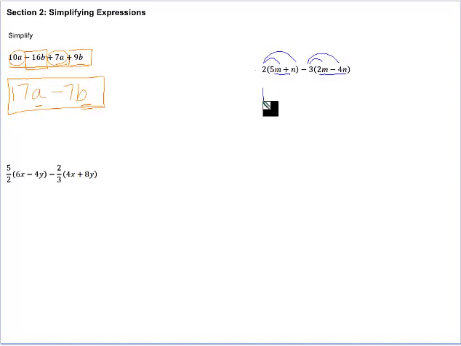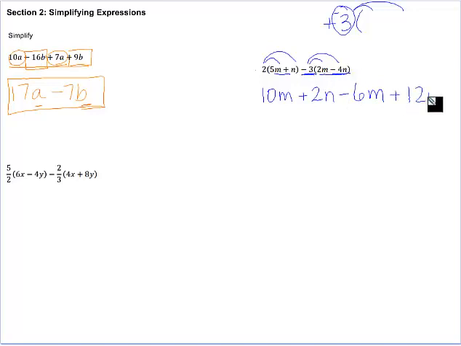So 2 times 5m is 10m. 2 times n is 2n, so we have 10m plus 2n. Now here when we distribute this, we have to make sure we distribute a minus 3. Because when we have a minus 3 and then parentheses, it's like adding a negative 3. So we have to make sure we distribute that negative 3 throughout those parentheses. So negative 3 times 2m is a negative 6m. Negative 3 times a minus 4n would be a positive 12n.